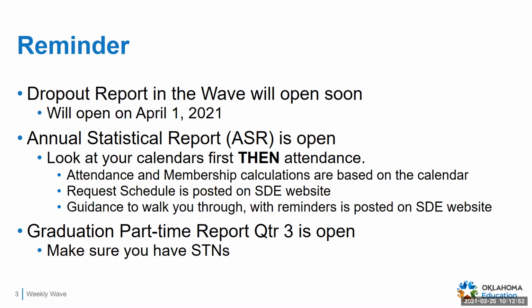And last but not least, report-wise, the graduation part-time Q3 report is open, and you'll want to make sure that you do have the list of students that would be on this report handy. You will need their STNs in order to get their information on the report.